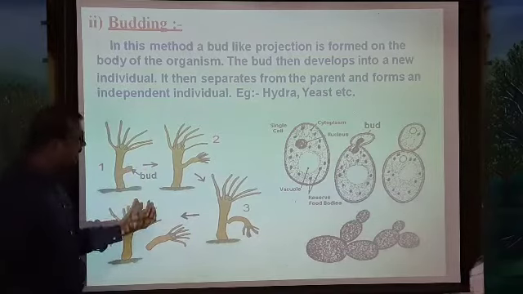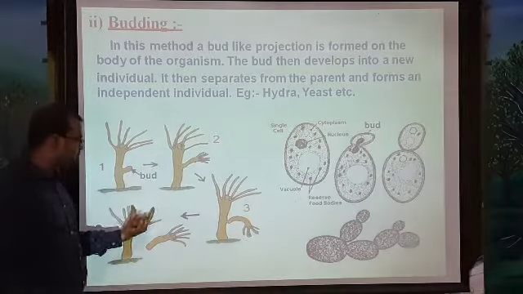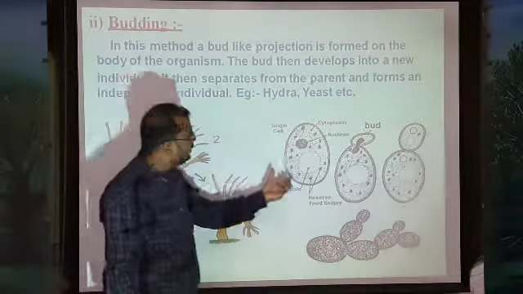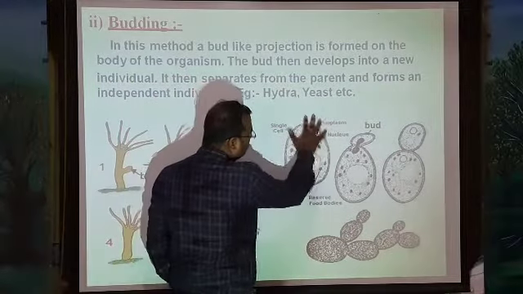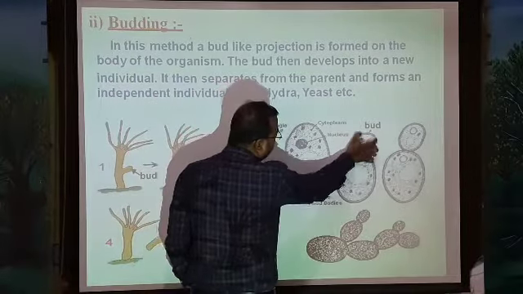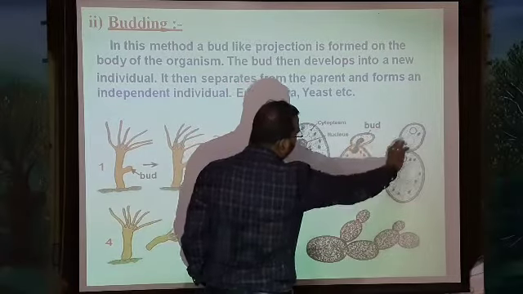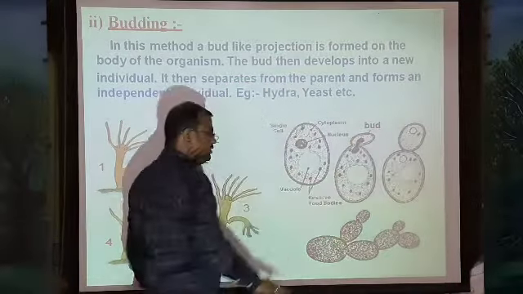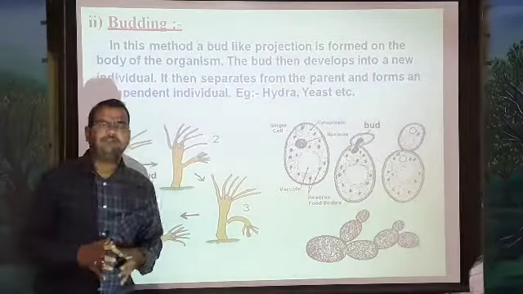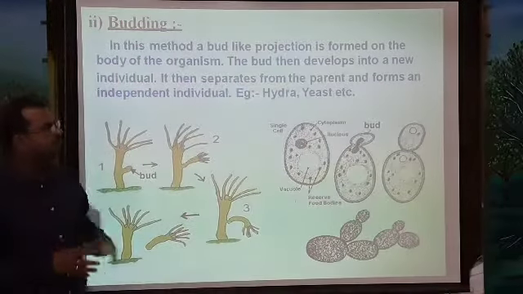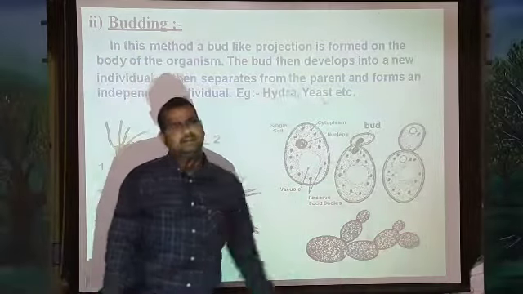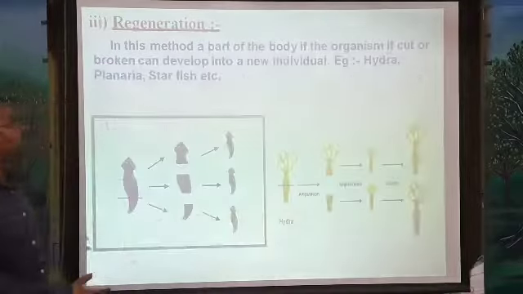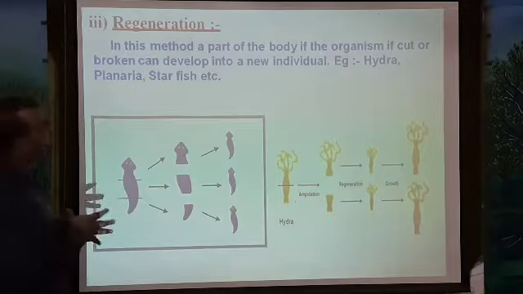Budding takes place in hydra, and one more example is yeast. So this is a parent organism. It develops a particular structure called a bud, and the bud develops into a new individual. This kind of mode of reproduction is called budding. Examples for budding are hydra and yeast. Okay, the third mode of asexual reproduction is called regeneration.